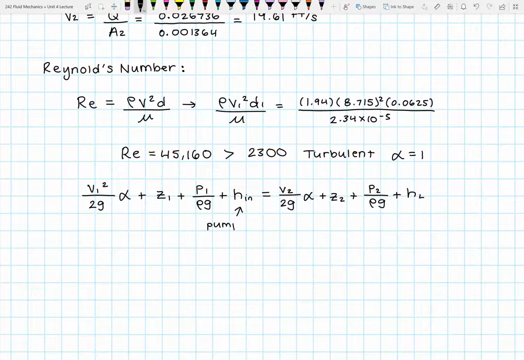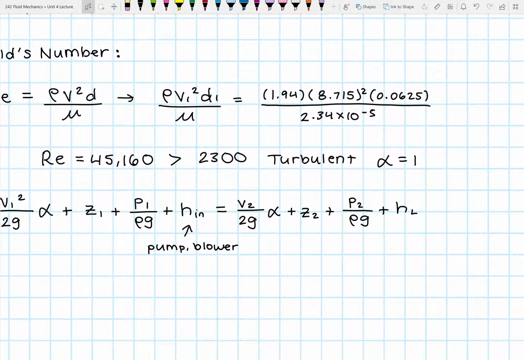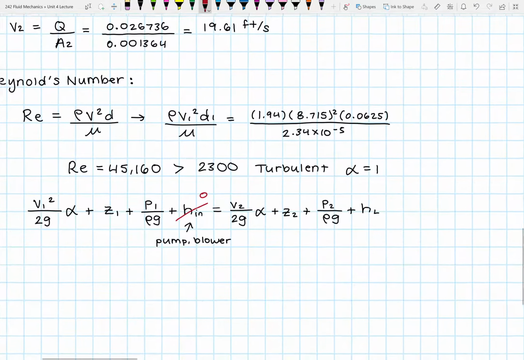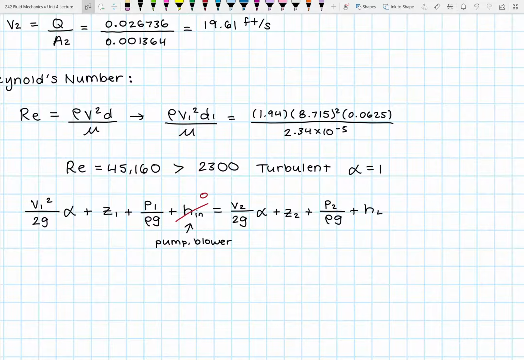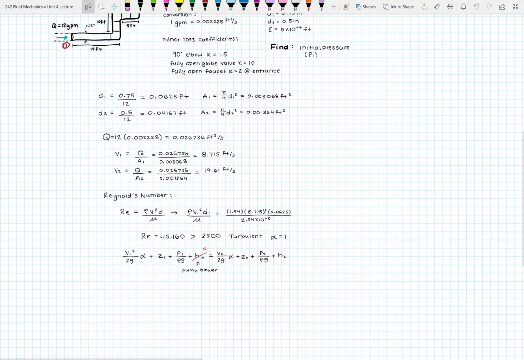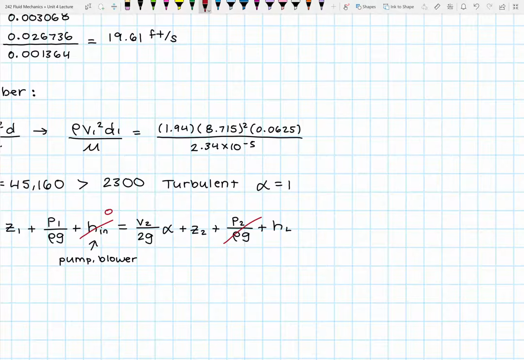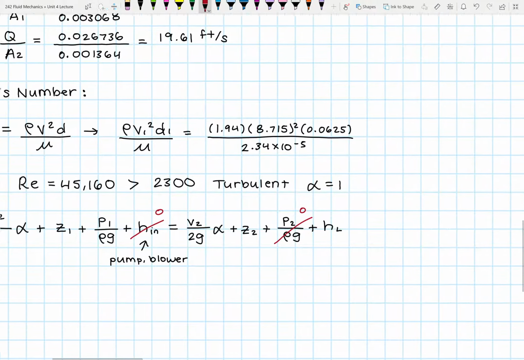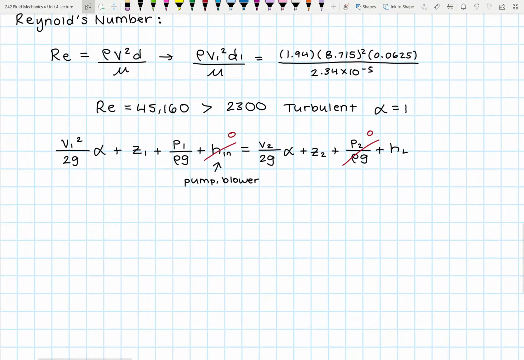And if you noticed in our system here, there really isn't anything that is contributing energy in that way. So we can just go ahead and say, okay, none of that going on here. And then another thing that we mentioned right at the beginning is that we can take the pressure at point 2 to be 0. So that term goes away as well.